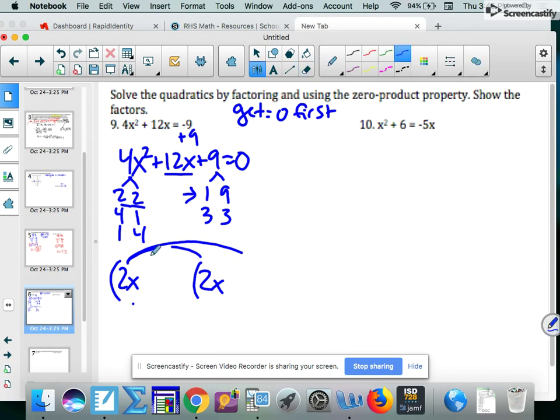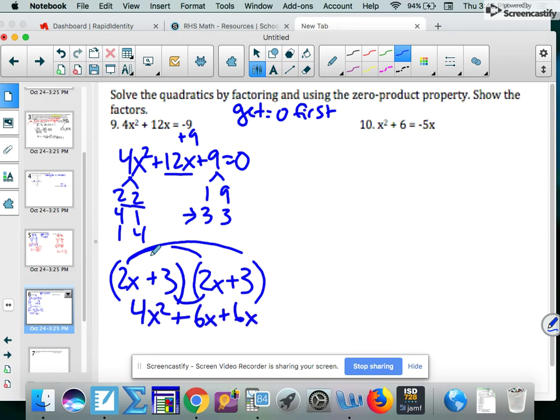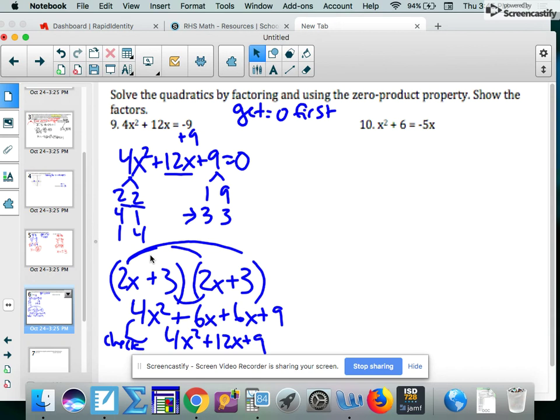So instead, I'm going to try it with the 2's with that. So I'm going to try it with +3 and +3. When I do that, I get 4x squared plus 6x plus 6x. This looks good. Plus 9. 4x squared plus 12x plus 9. So this did work. Now, this is just like your check. That's not your answer. Same thing with your factoring is just your factored part.